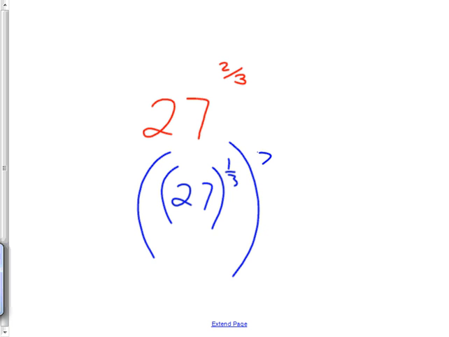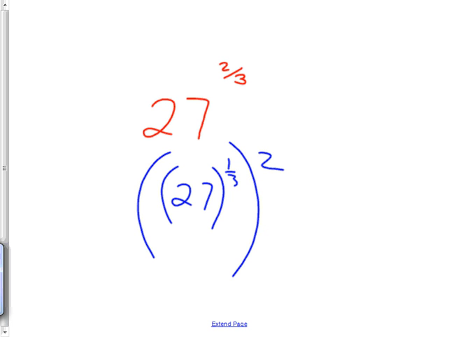27 to the 2/3 power. Figure out the answer, write it down, turn it my way. I'll tell you if you got it right. Pause while we try this one. You should have had 27 to the 1/3 first, and then to the 2.